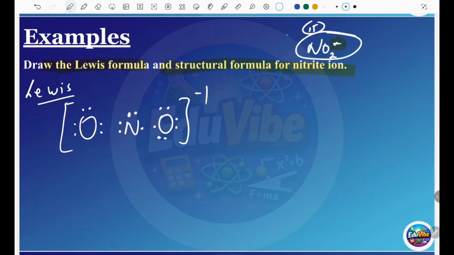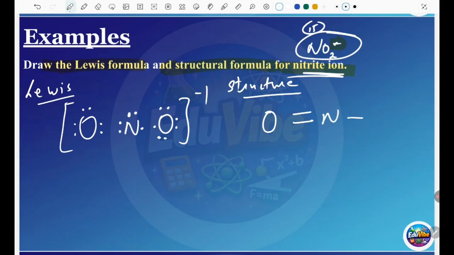It looks like this, and it stays the same as an ionic ion. For the structural formula too, we make the same thing. We have a double bond to one oxygen and a single bond to the other O, with a square bracket and -1 like this. That's how the Lewis structure and the structural formula look.